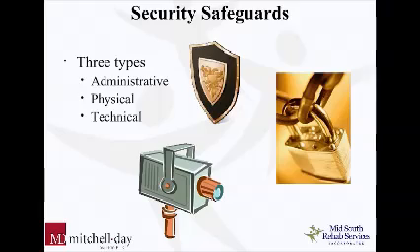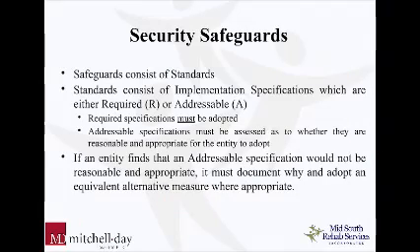Safeguards that are listed in the regs consist of standards. These are standards that must be met. They consist of implementation specifications, which are either required or addressable. What that means is the implementation is how you put something in place to meet the standard. Required specifications must be adopted, and addressable must be assessed as to whether they are reasonable and appropriate for the particular entity. You know, HHS knows that not every entity is the same. Some are bigger, some are smaller, have more access to certain things, so they allow them to address these to whether they can use that or something else in place of that. If an entity finds that an addressable specification would not be reasonable and appropriate, then it must document why and adopt an equivalent alternative measure where appropriate.